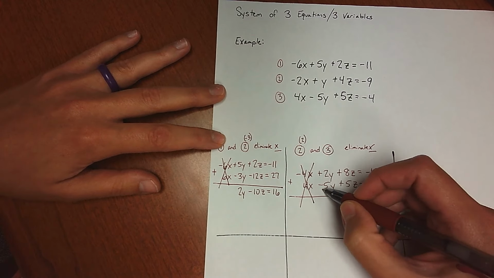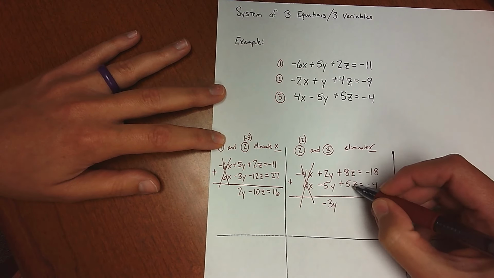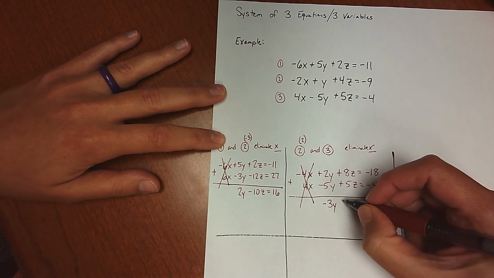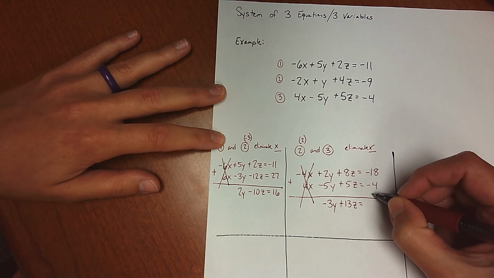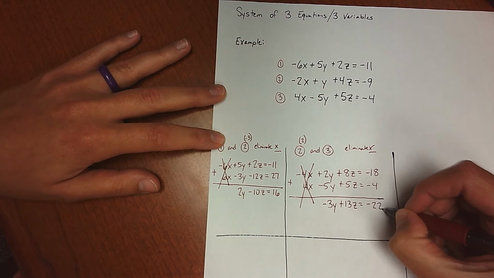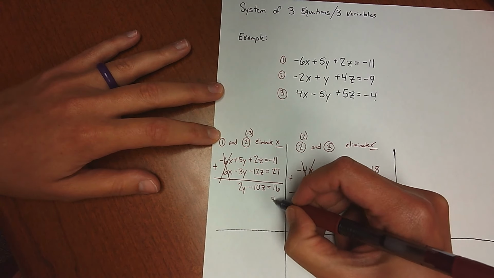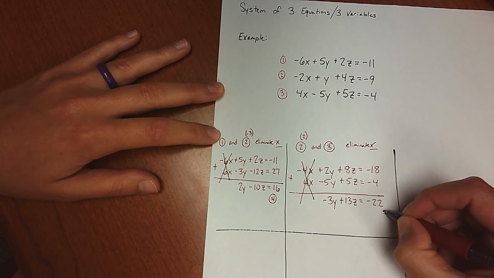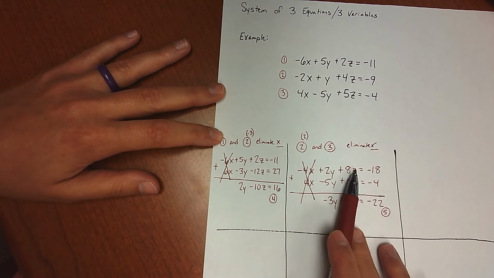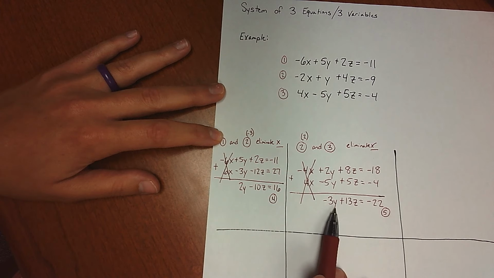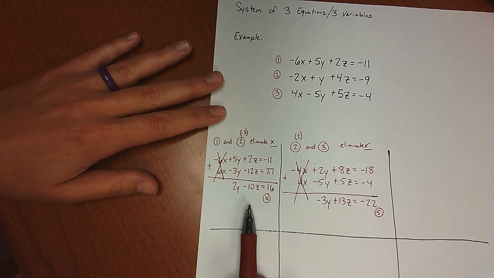So 2y minus 5y will give me negative 3y. And then 8z plus 5z will give me positive 13z equals negative 18 plus negative 4 will give me negative 22. All right, so now I have a fourth equation and a fifth equation. And notice, because I eliminated x in both of these steps, now my two equations both have y and z in them. So now I'm just solving a system of two equations.